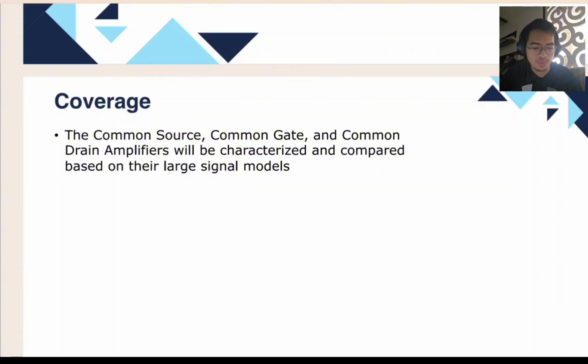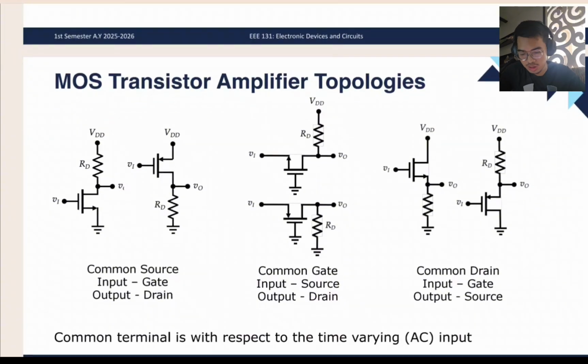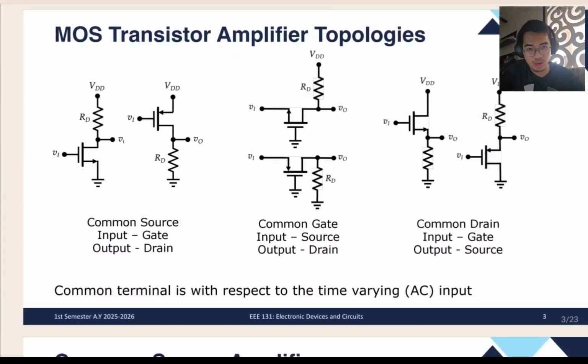So they are actually analogous to the discussion of the BJT amplifier characterization, wherein we will be focusing on their characteristics when subjected to a general signal. So we're not imposing any restriction here on the signal size. We will just characterize and try to find out their behavior when subjected to any general input. Okay. So for the topologies, we actually have three main topologies. You have here the common source, the common gate, and the common drain.